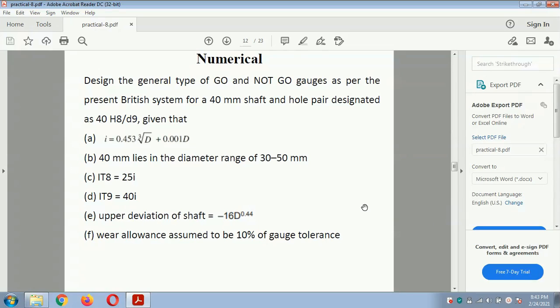The 40 millimeter dimension lies in the range of 30 to 50. The i standard for H8, that is IT8, is 25i, and for D9, that is IT9, is equal to 40i. The upper deviation of the shaft is minus 16D raised to the power 0.44, and the wear allowance provided is 10% of the gauge tolerance.